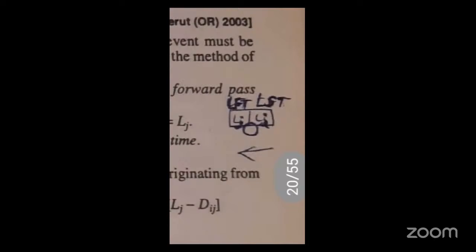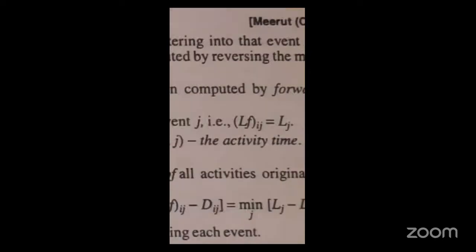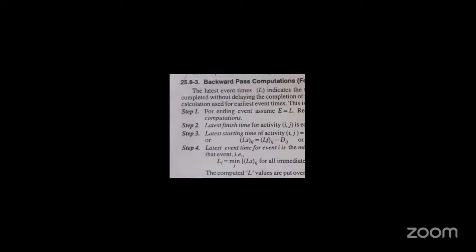First, just see the notation. In the backward direction, take one rectangular box on the circle and divide it into two parts. The first part indicates LST, the latest starting time, denoted with Li. The second part is LFT, the latest finishing time, denoted with Lj. So these are the backward directions. Coming to the first step: for the ending event, assume E equals L.